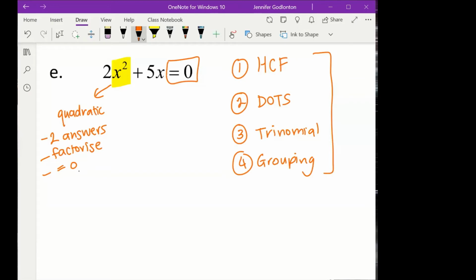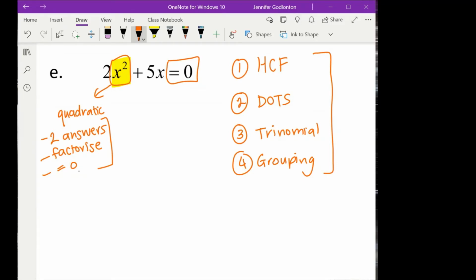Okay, so if we have an x squared in our equation and it's not equal to 0, we first need to move everything to one side so that it's equal to 0. But as soon as you see an x squared, these are the things your brain needs to think. I'm going to get two answers. I have to factorize. It needs to be equal to 0. Okay, so in this question, I'm going to talk you through it.